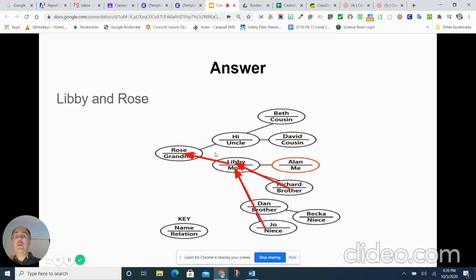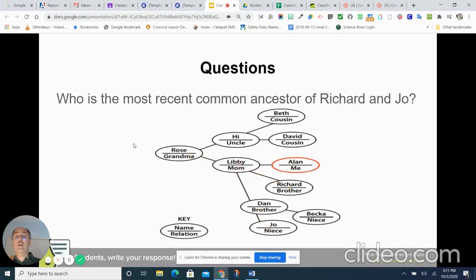The two you should have found are Libby and Rose. Do you see how the arrows meet at Libby, but then they can continue on to Rose? Notice once you have one common ancestor, then all the ancestors of that person are also your common ancestor. Here's another question. So we know Libby and Rose are Richard and Joe's common ancestors.